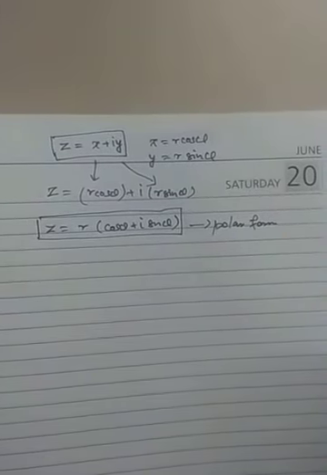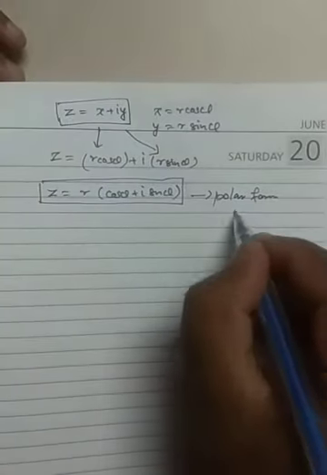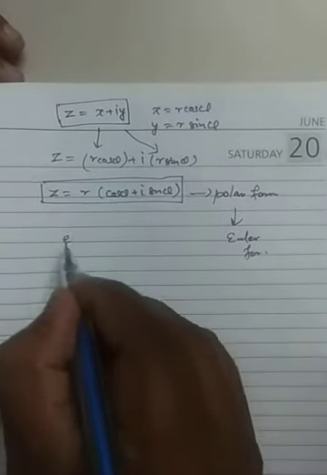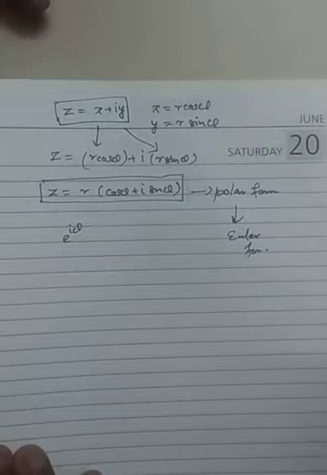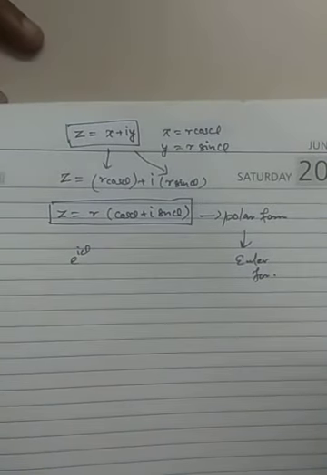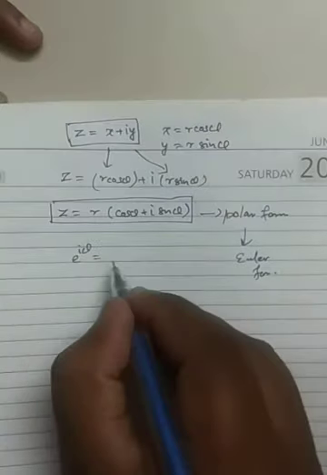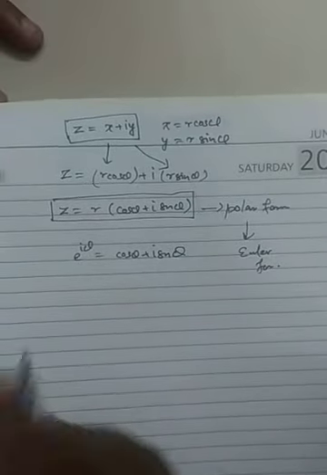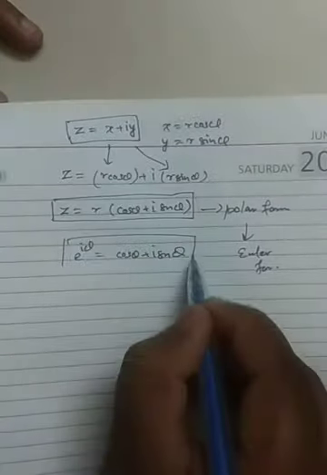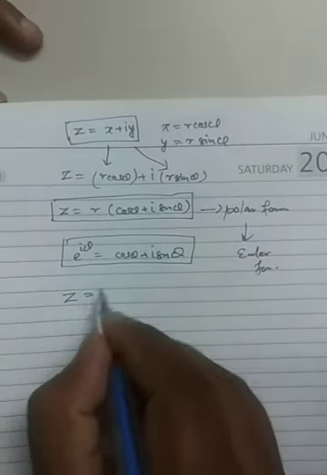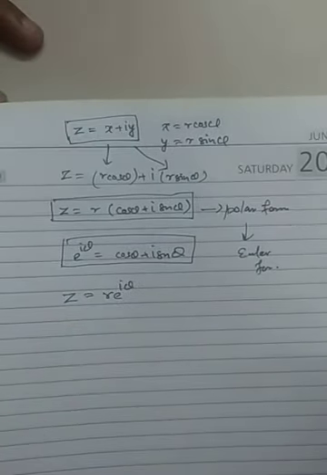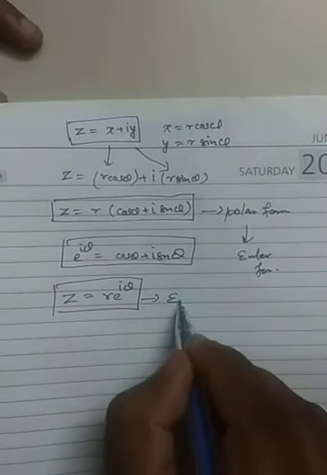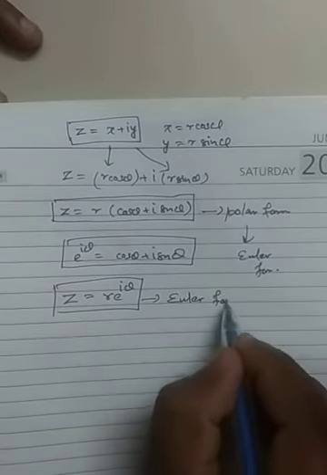Okay, this polar form, how it's changed to Euler form means we'll write e power i theta. We will write e power i theta. That e power i theta is nothing but cos theta plus i sin theta. Cos theta plus i sin theta is nothing but Euler form we can say. So same thing, z we can write it as r e power i theta. This is nothing but it is what form? Euler form we can say.